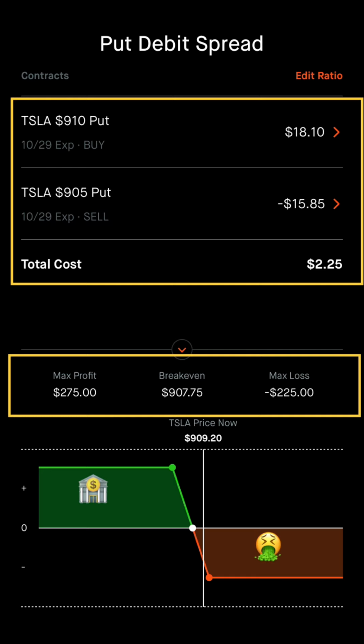And we're betting on the put debit spread. We're betting that the stock is going to go down below 907.75. That's how we make our money. If it stays where it's at or the stock goes up before the expiration of this, we're going to lose our initial investment of $225. So max profit on this is $275, and our max loss on this is $225.